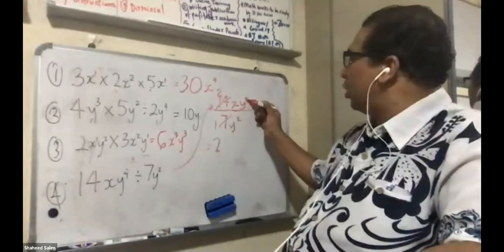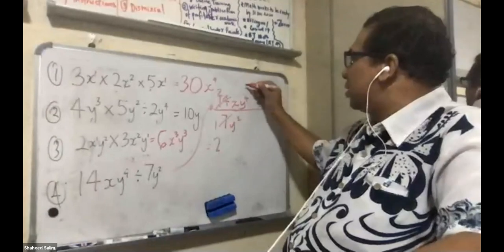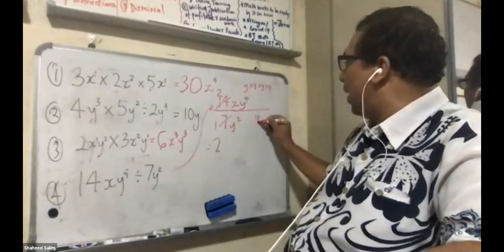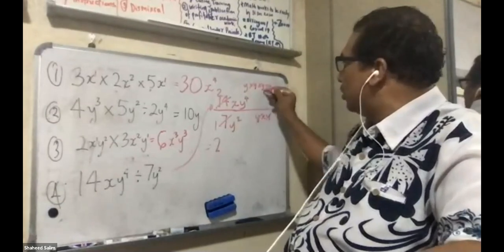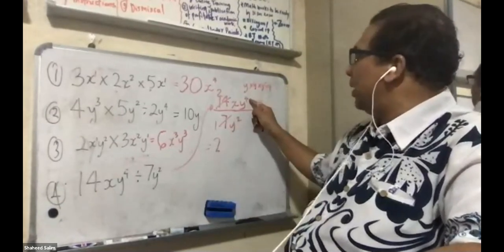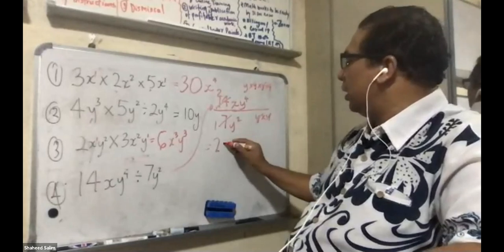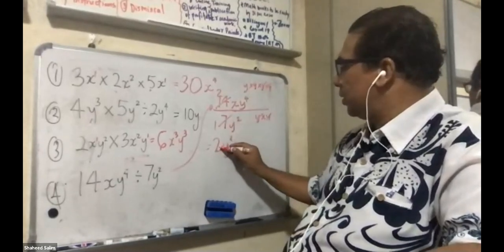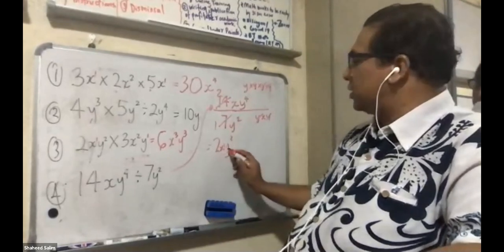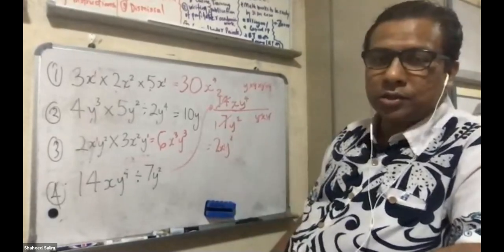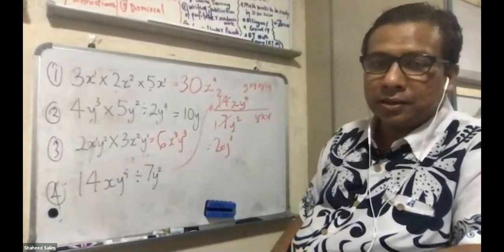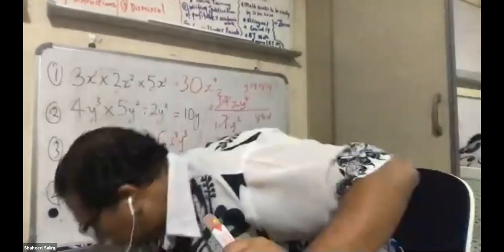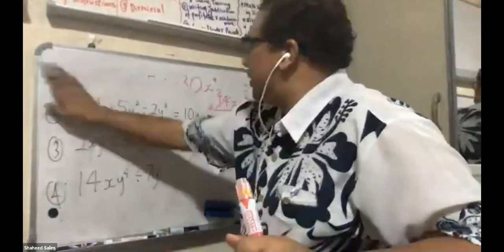And then this y to the power 4, y times y times y times y. This is y to the power 2, y times y. Cancel 1, cancel 2, cancel 1, cancel 2. You just minus the power, 4 minus 2. You get 2. But don't forget the x up here. 2xy squared is your answer. Yes. Okay, now let us see. Do you agree with this statement?